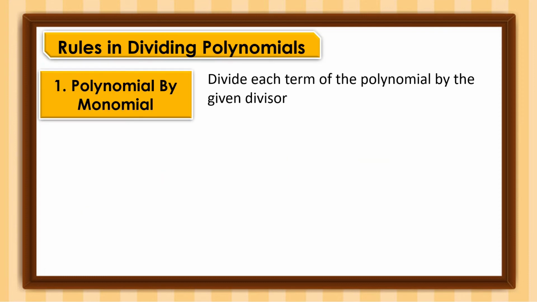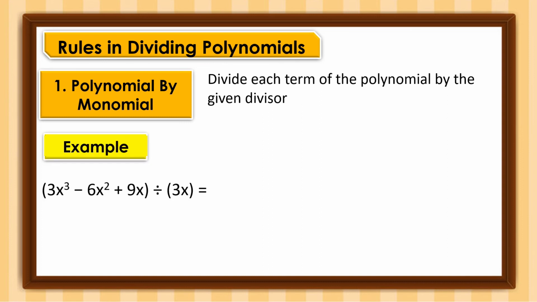So we have rules in dividing polynomials. First, polynomial by monomial. We will just divide each term of the polynomial by the given divisor. So for example, 3x cubed minus 6x squared plus 9x, let us divide that by 3x. We will just distribute the divisor to each term of the dividend.